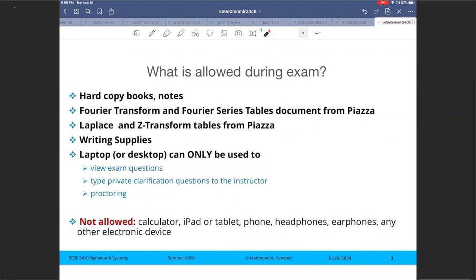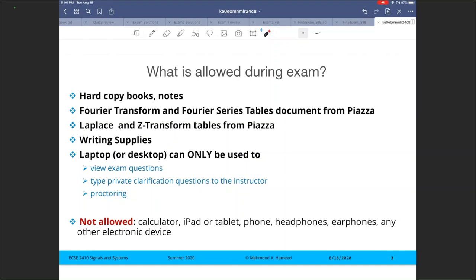So what is allowed during the exam? Again, similar to what we have been dealing with throughout the semester. Hard copy books and notes are allowed during exam. So open book, open notes. However, it has to be a physical copy of the book or notes. You will need the Fourier transform properties and tables, Fourier series tables that are uploaded on Piazza. I also provide that at the end of the exam, just as I did for exam 2.